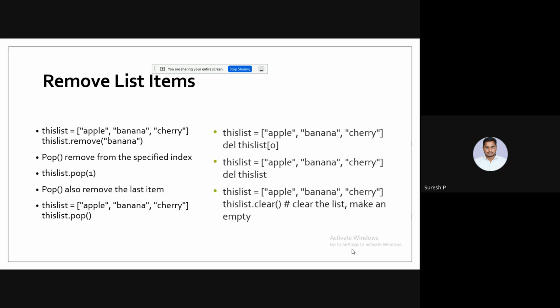The next one is removing the list items. How to remove elements from the list? For that also we have different built-in functions and different built-in methods.